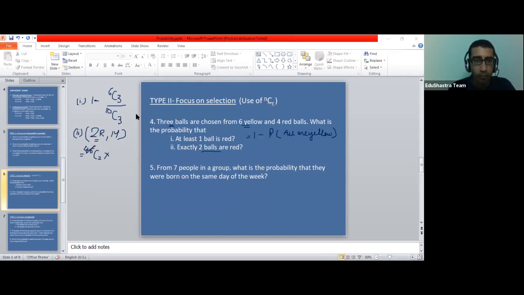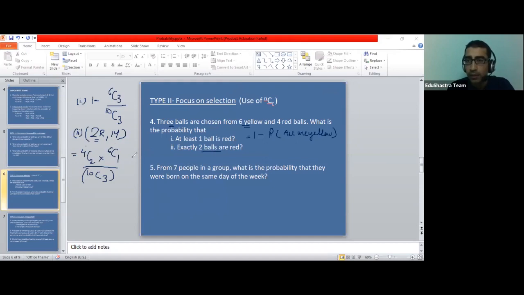So yeah, from 4 red getting 2 red, so 4C2, into 1 yellow would mean from 6 getting 1, so 6C1 upon 10C3. 10C3 remains the total number of ways. This is how the answer has been expressed as well. So if you want to calculate, go ahead and calculate the number.